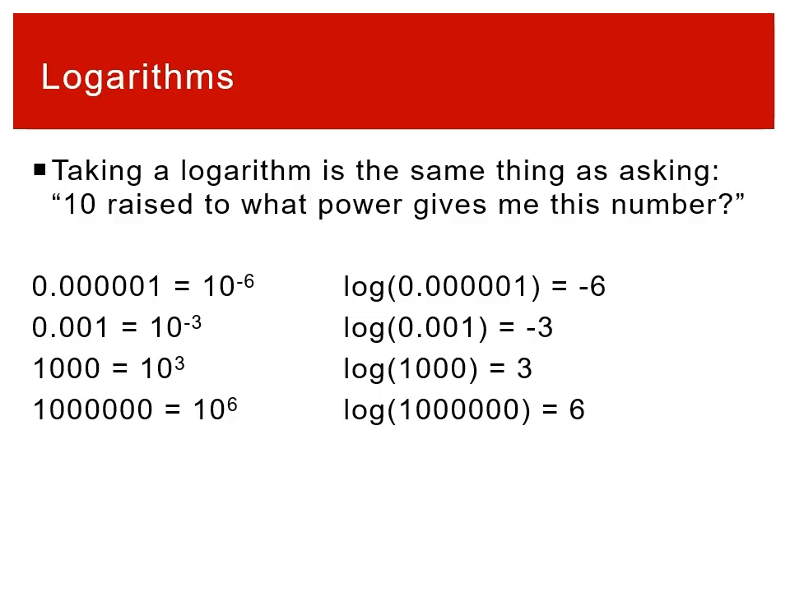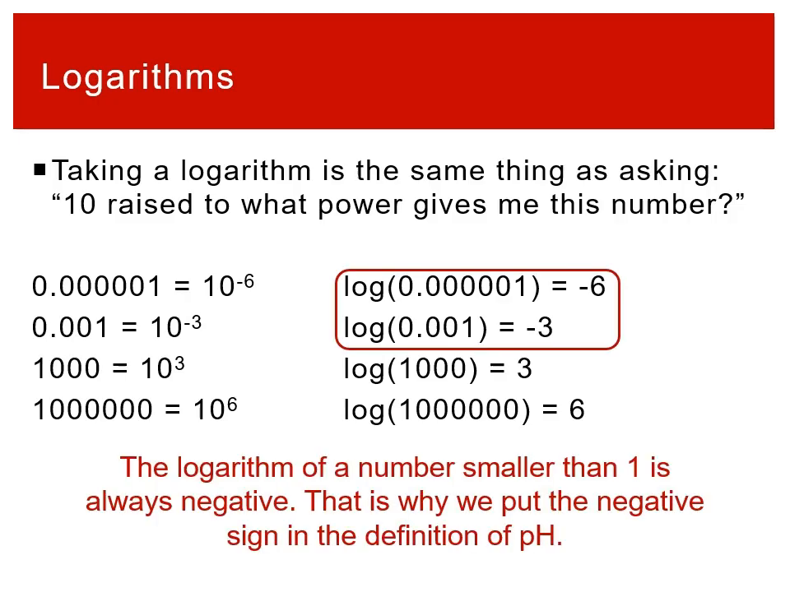When you're using a base 10 logarithm, it's the same thing as asking, 10 raised to what power gives me this number? And so 0.000001 is 10 to the negative 6. So the log of that number is negative 6. And you'll notice that the logarithm of numbers smaller than 1 are always negative. And so because our concentrations are generally going to be below 1, that's why we put the negative sign when we take the negative logarithm, to give us a positive sign in our pH. So a common mistake is forgetting that negative sign. pH values that we're going to be working with are always going to be positive values.